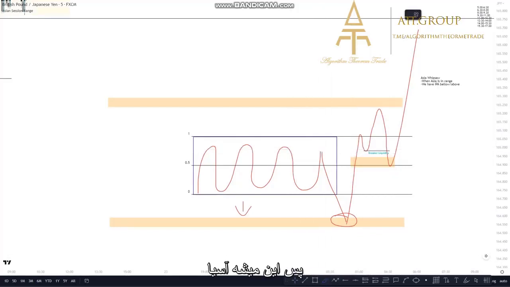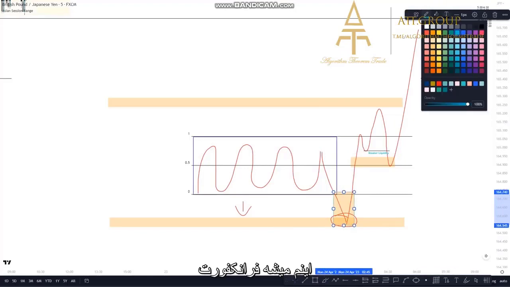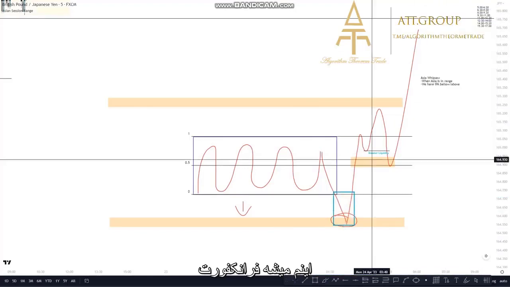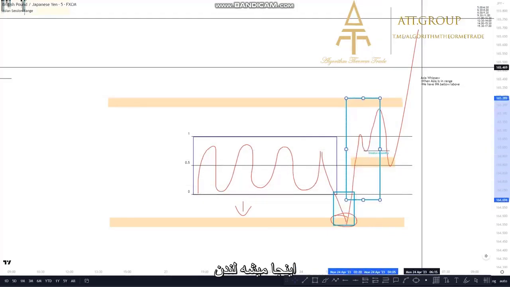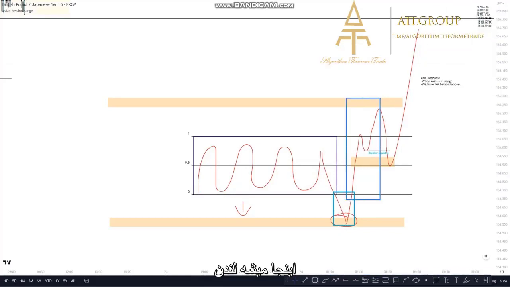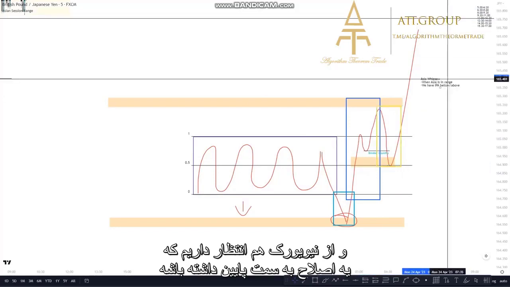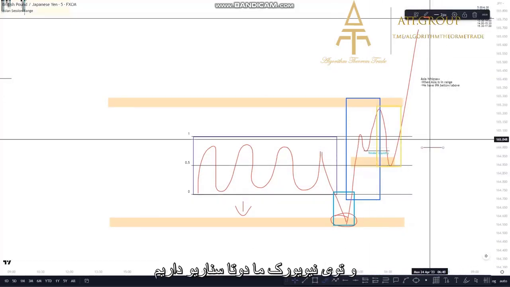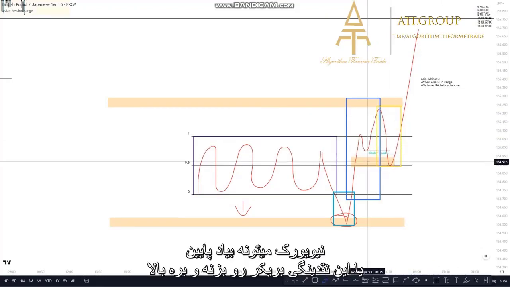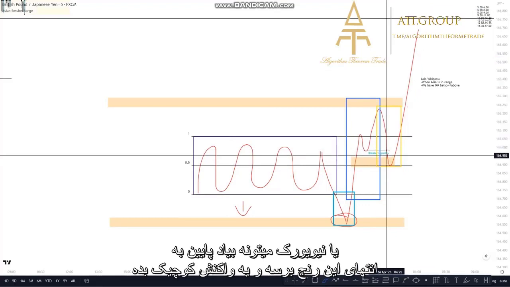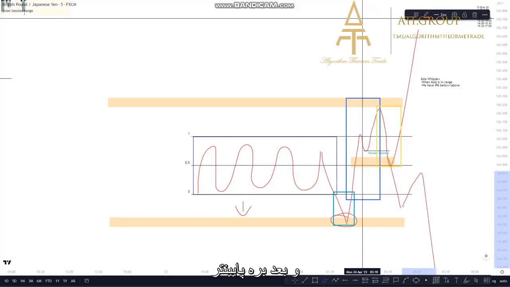So this is Asia, this would be Frankfurt right here, and this move to the upside will be London like this. This is London. And then what we can expect from New York, New York will most likely be this pullback to the downside. We got two scenarios in New York. New York can either take this break liquidity and go higher, or New York can go higher to this extreme, give us a little reaction and go lower.